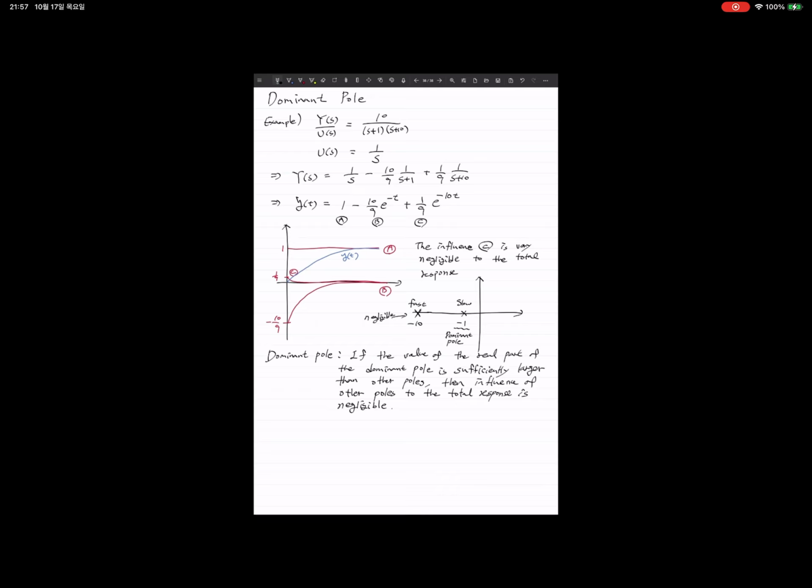Then you may ask me how large a pole is considered to be really large.